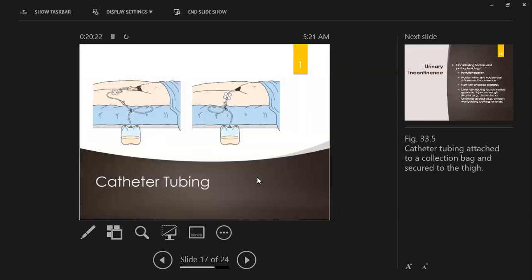Here's an example of catheter tubing. You want it to be to gravity. You want to have it secured with a securement device, like a StatLock securement device for the urinary catheter. It's important that it is actively draining, and we can assess that by looking at the bag to see if it's collecting additional urine, and that we're regularly emptying it.